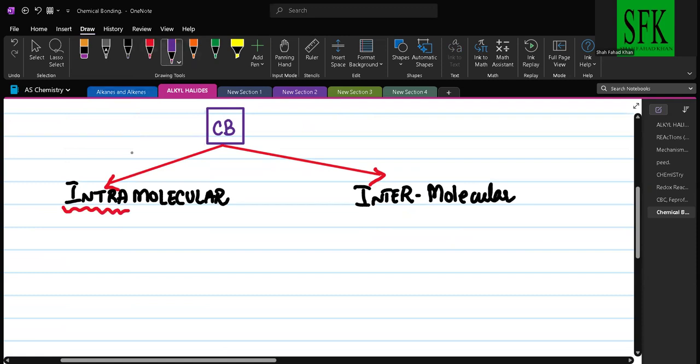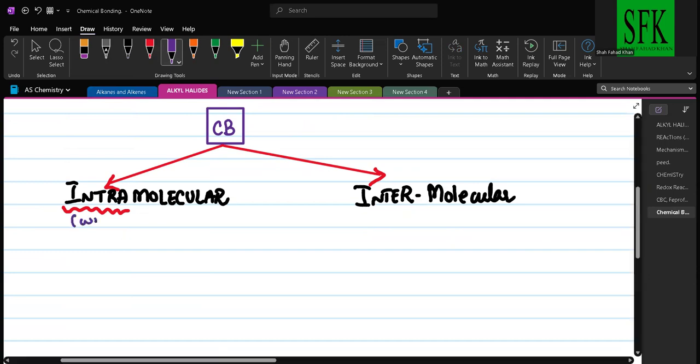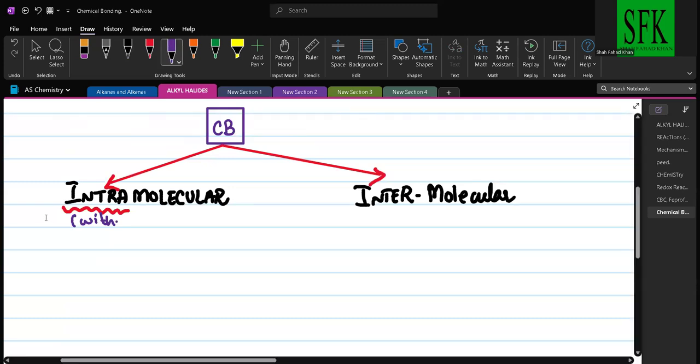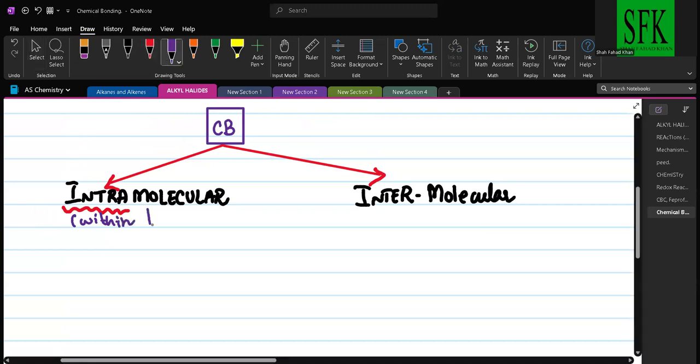Now, intra, as the name suggests, is the opposite term of extra. You know the difference between intra and extra, right? Extra means outside, and intra means inside. So intramolecular means this is a type of bonding that is present within the molecule.